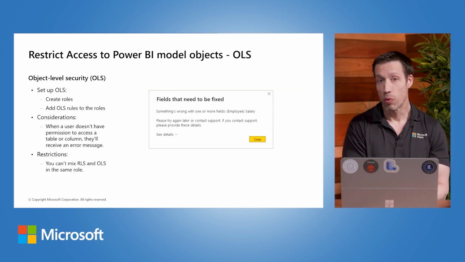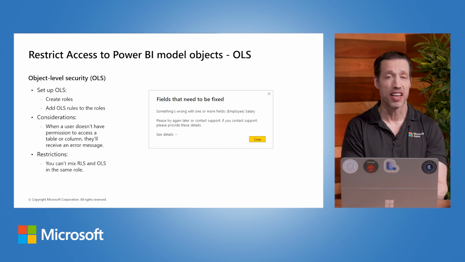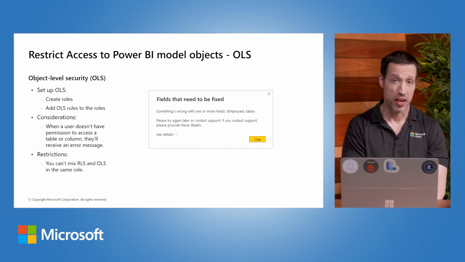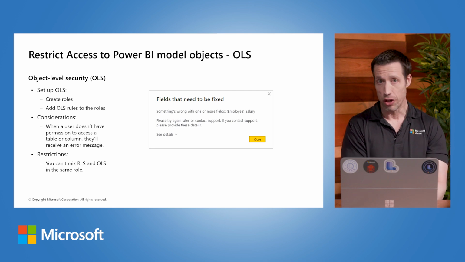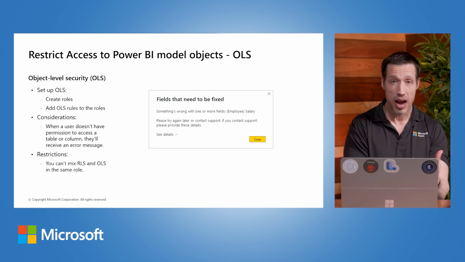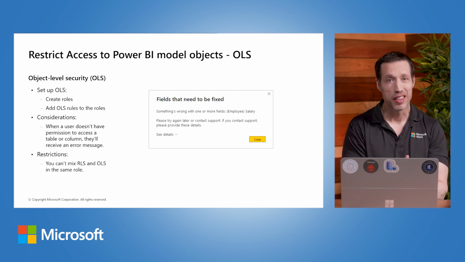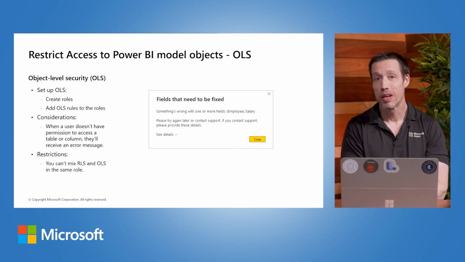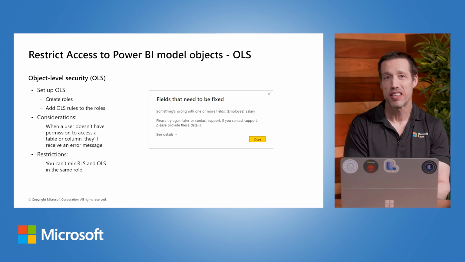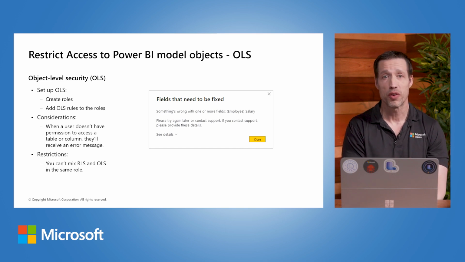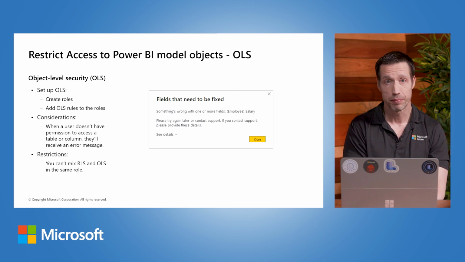In a report, when a user doesn't have permission to access a table or column, they'll receive an error message. The message will inform them that the object doesn't exist. Consider carefully whether OLS is the right solution for your project. When a user opens a report that queries a restricted object for them, the error message could be confusing and might result in a negative experience. To them, it looks like the report's broken. A better approach might be to create a separate set of models or reports for the different report consumer requirements.